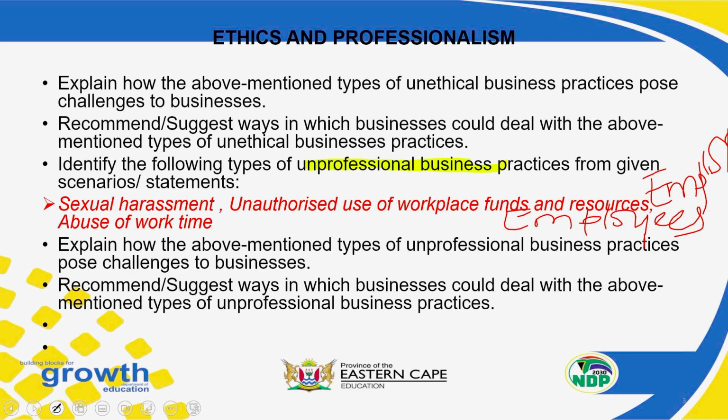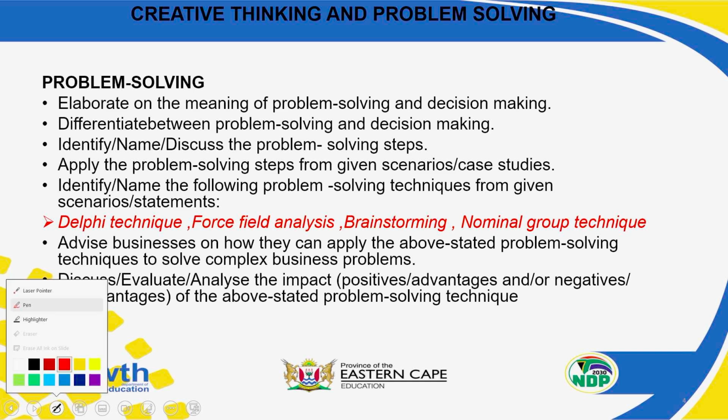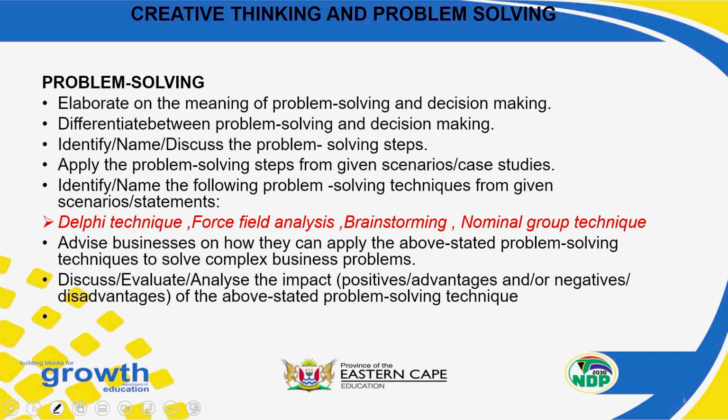So that's what you need to know about the ethics and professionalism. Then let's move to creative thinking and problem solving. It's divided into two: the creative thinking part and the problem solving part. With problem solving, you must elaborate on the meaning of problem solving and decision making. Then you move on to differentiate between the two. You must be able to differentiate between the two.